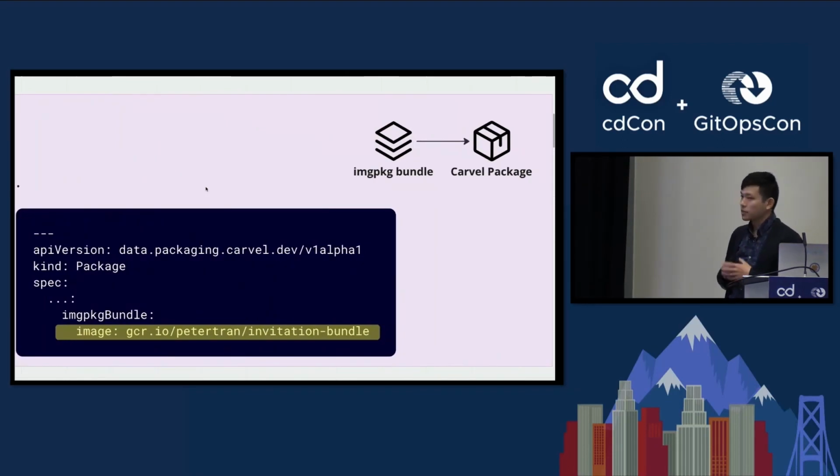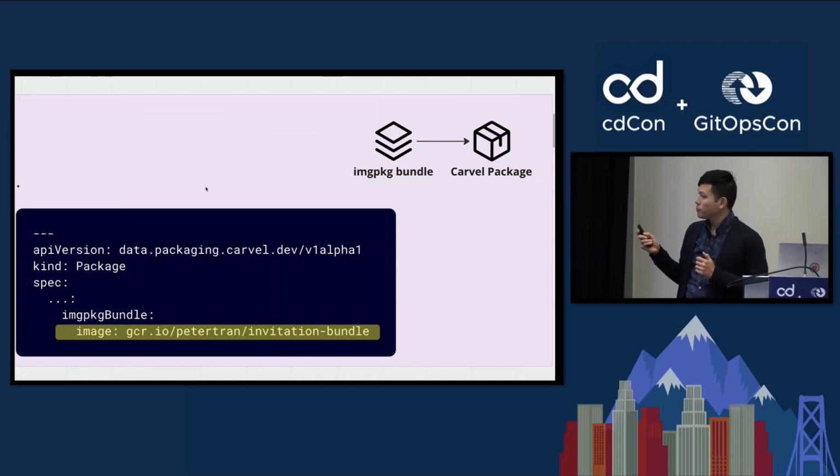The last step in stage 1 is to take that image package bundle and wrap it up in this thing called the Carvel package. The Carvel package contains things like versions, and the crux of it is this line highlighted here, which is the image package bundle itself sitting on my registry.